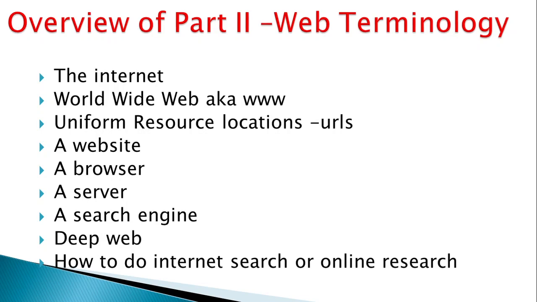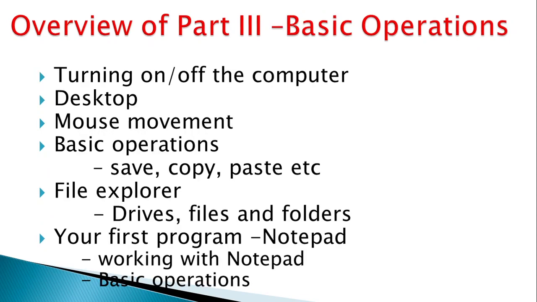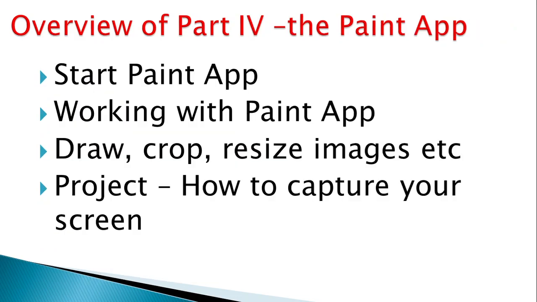do some online research. Part three of this series will comprise some basic operations where we are going to know how to turn on and off your computer, your desktop, the mouse movement, the basic operations like save, copy, and paste, file explorer, knowing your drives, files, and folders, your first program like your notepad, working with notepad and basic operations. And in part four of the series, we are going to look at the Paint app.